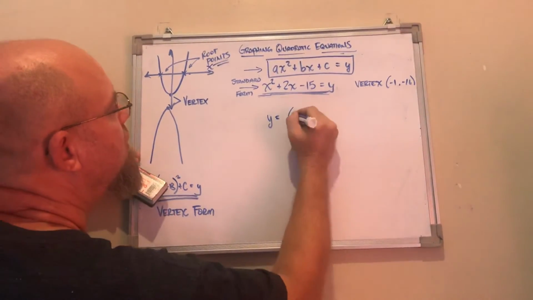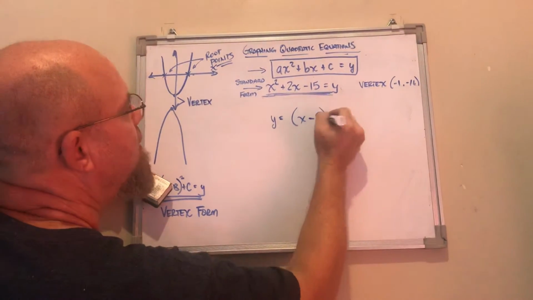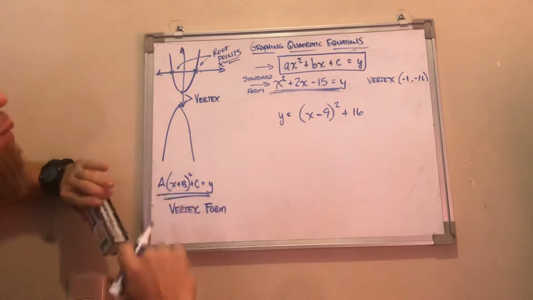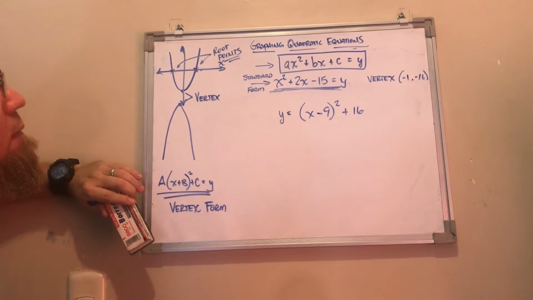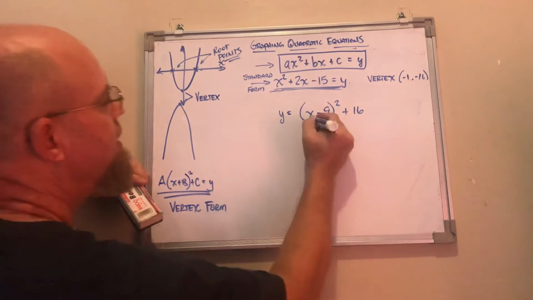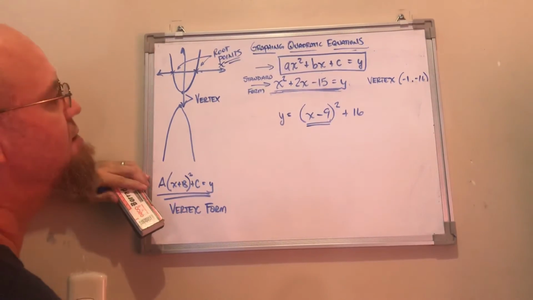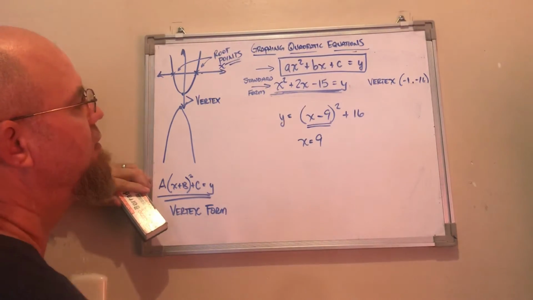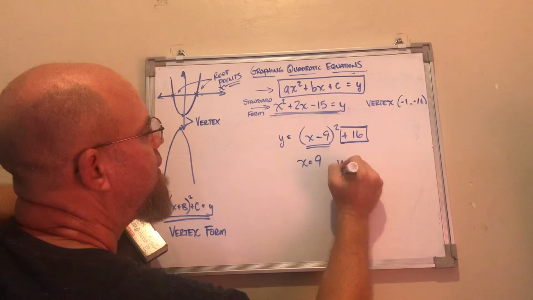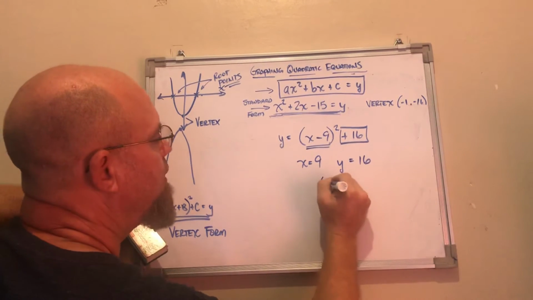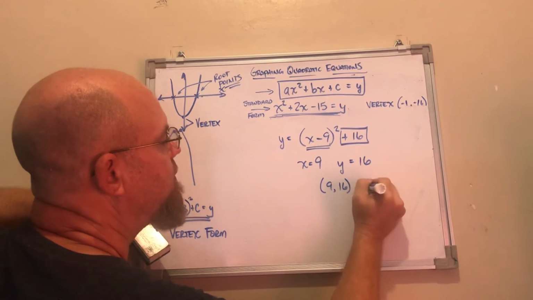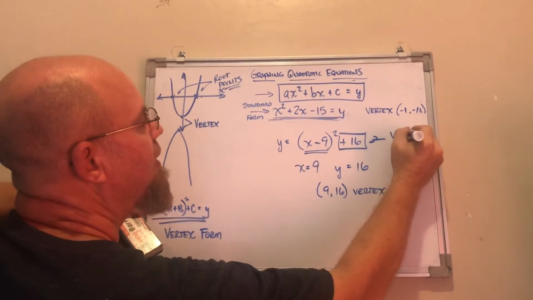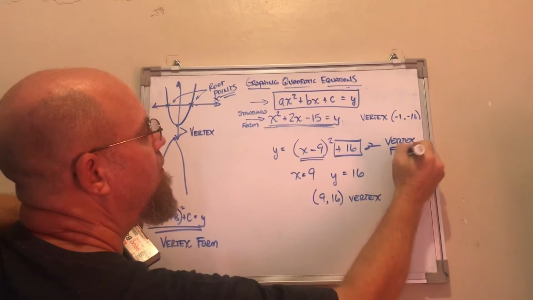y equals x minus 9 squared plus 16. Well, looking at that, what do you think the vertex is? Well, the vertex is going to be whatever x is going to equal and make this 0. So x would be positive 9, because 9 minus 9 is 0. And this is your y. So your point is 9, 16, and that is your vertex. And that's why we call this the vertex form.